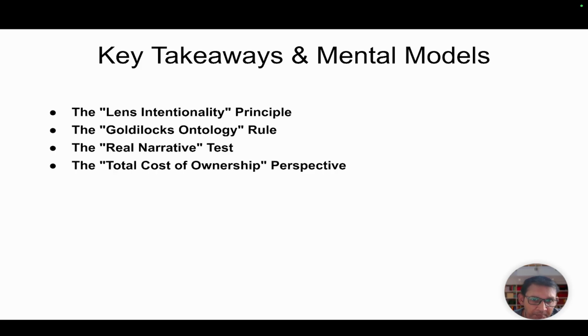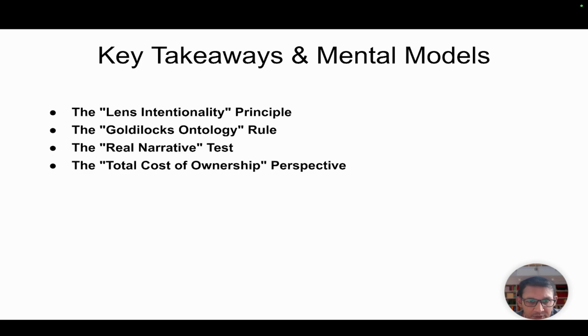Let me give you 4 mental models that help you make these decisions wisely in practice. First is the lens intentionality principle. Always ask yourself, is this domain stable, regulatory, or data heavy? If yes, bias towards ontology. If not, start with stories. Most teams make this decision accidentally based on whatever feels familiar, but it should be an intentional choice based on the domain characteristics.